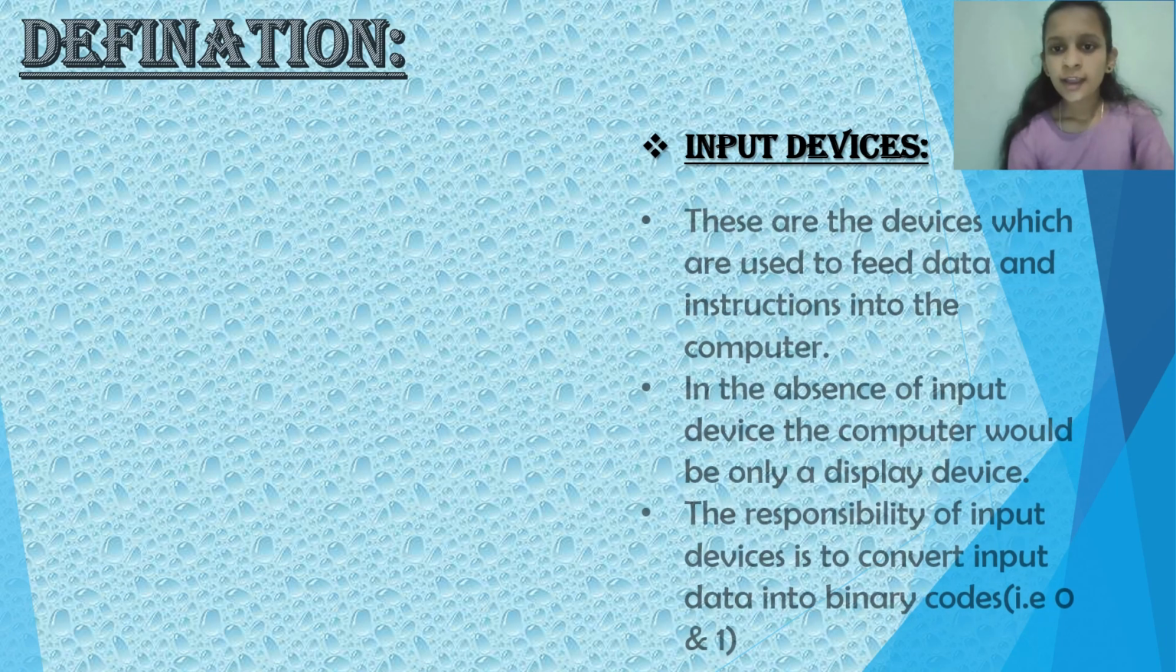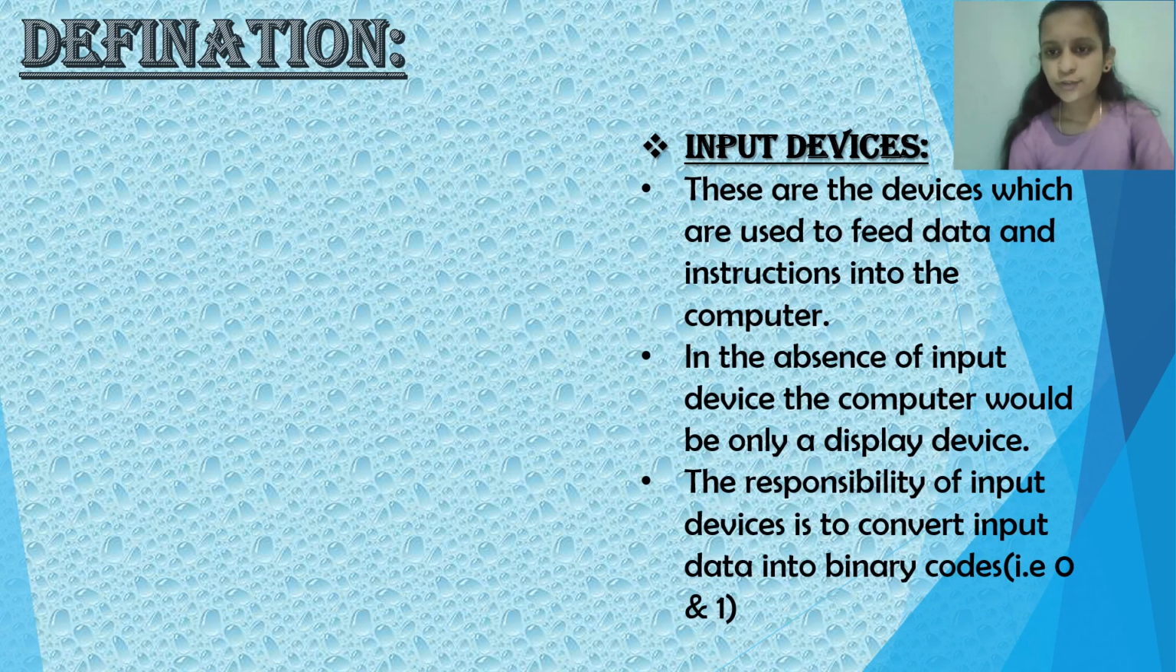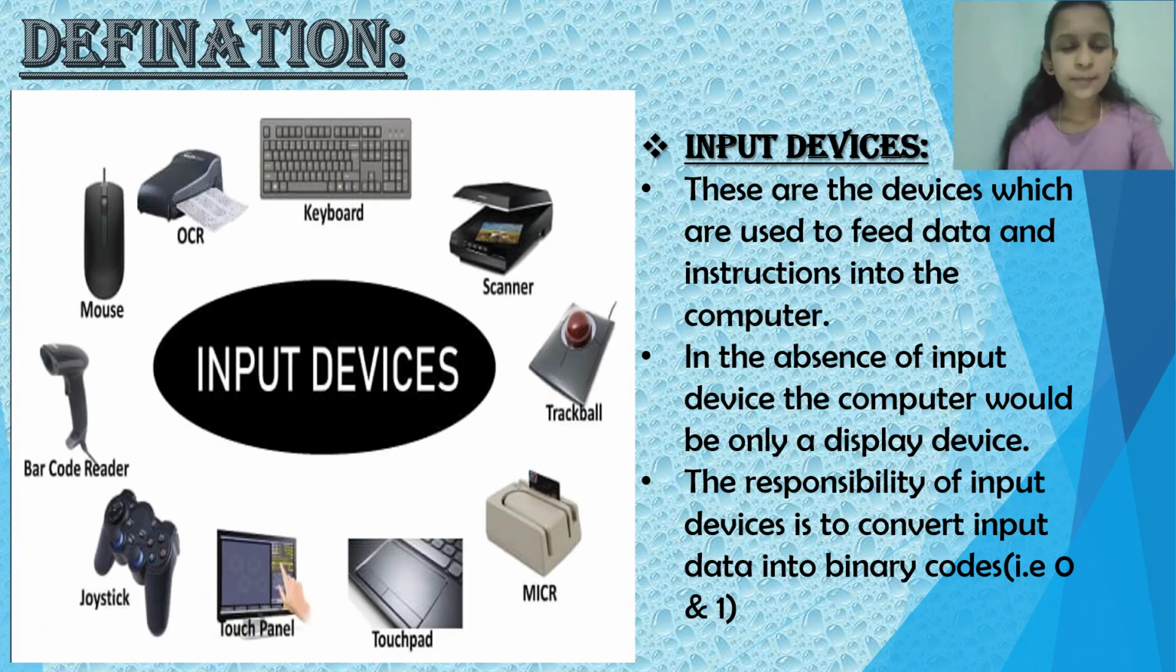Let's have the brief definition of input devices. These are the devices which are used to feed data and instructions into the computer. In the absence of an input device, the computer would be only a display device, and the responsibility of an input device is to convert input data into binary code, that is 0 and 1. Here are some examples of input devices shown in the picture.